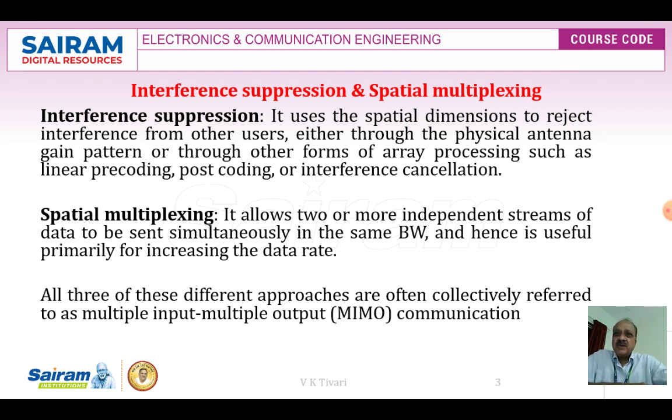What do we mean by interference suppression? It uses the spatial dimension to reject interference from other users, either through the physical antenna gain pattern or through other forms of array processing such as linear pre-coding, post-coding, or interference cancellation. Spatial multiplexing: it allows two or more independent streams of data to be sent simultaneously in the same bandwidth and at the same time, and hence it is useful primarily in increasing the data rate.